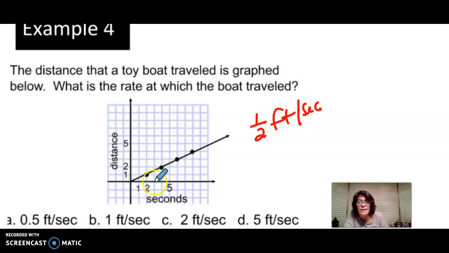At 2 seconds, I'm at 1. 3 seconds, I'm at 1.5. 4 seconds, 2. 5 seconds, 2.5. 6 seconds, 3. A half a foot per second. That's what slope is. It's a rate of change of the y, how many feet per second. A half a foot per second is the rate of change.